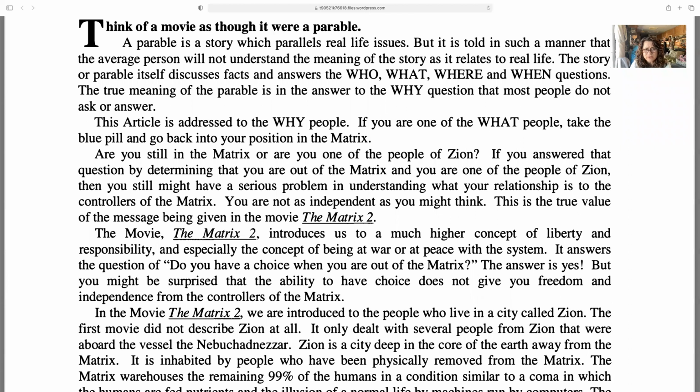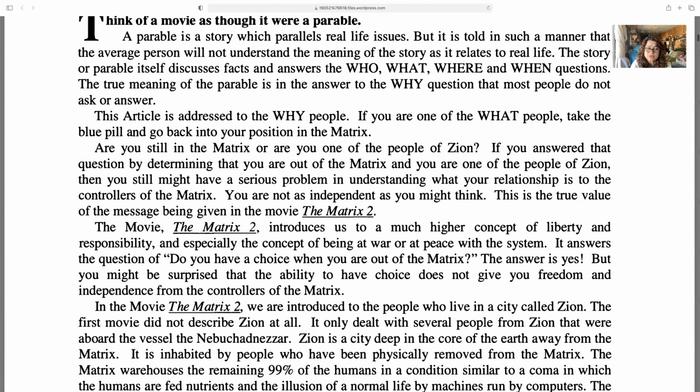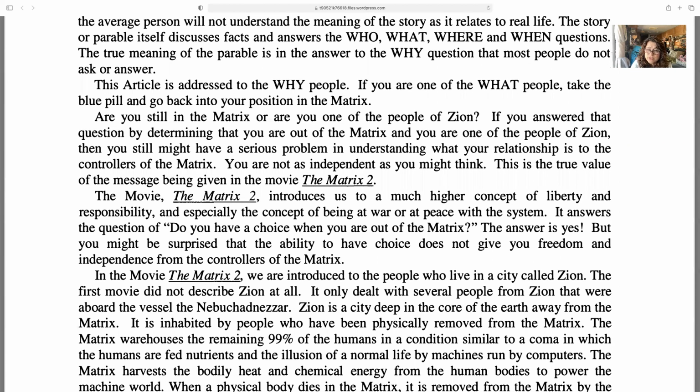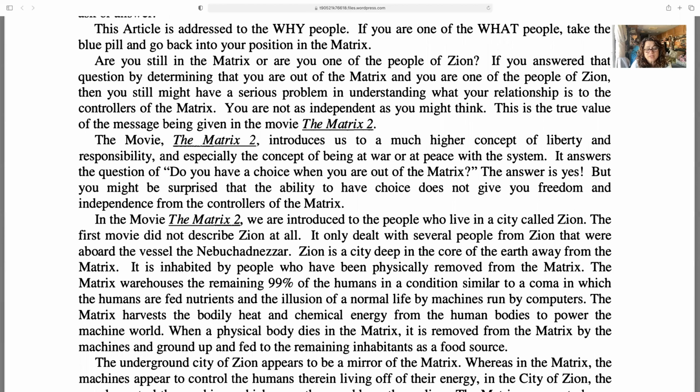If you answered that question by determining that you are out of the matrix and you are one of the people of Zion, then you still might have a serious problem in understanding what your relationship is to the controllers of the matrix. You are not as independent as you might think. This is the true value of the message being given in the movie Matrix 2. The movie The Matrix 2 introduces us to a much higher concept of liberty and responsibility, and especially the concept of being at war out of the matrix.